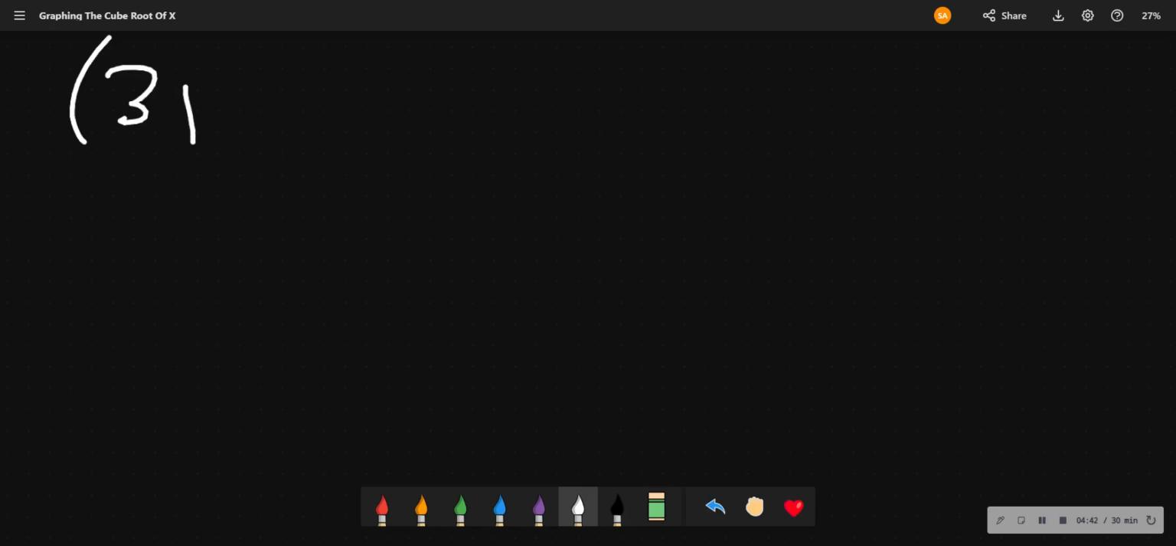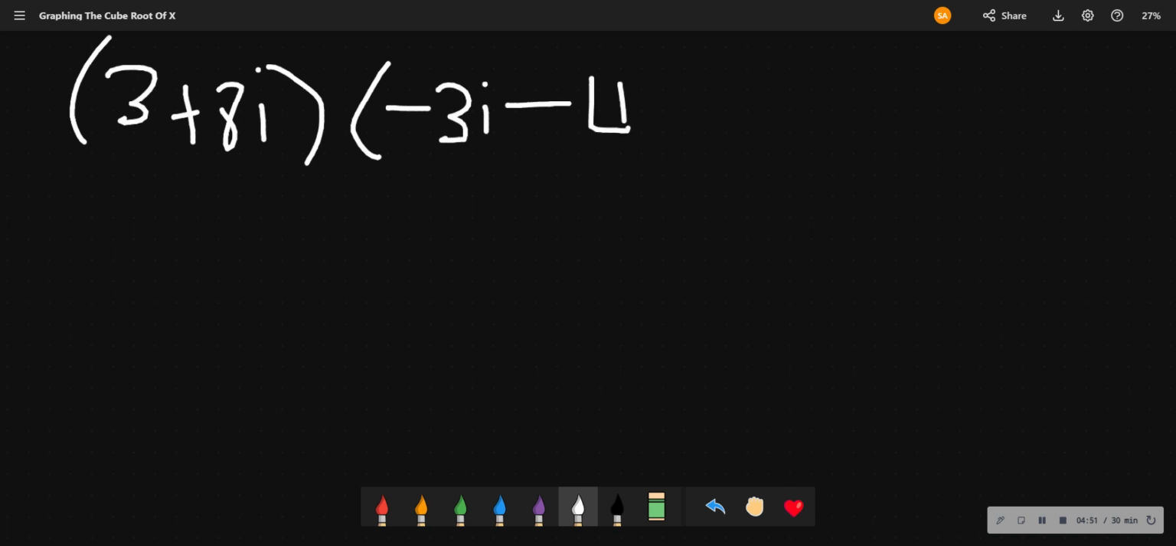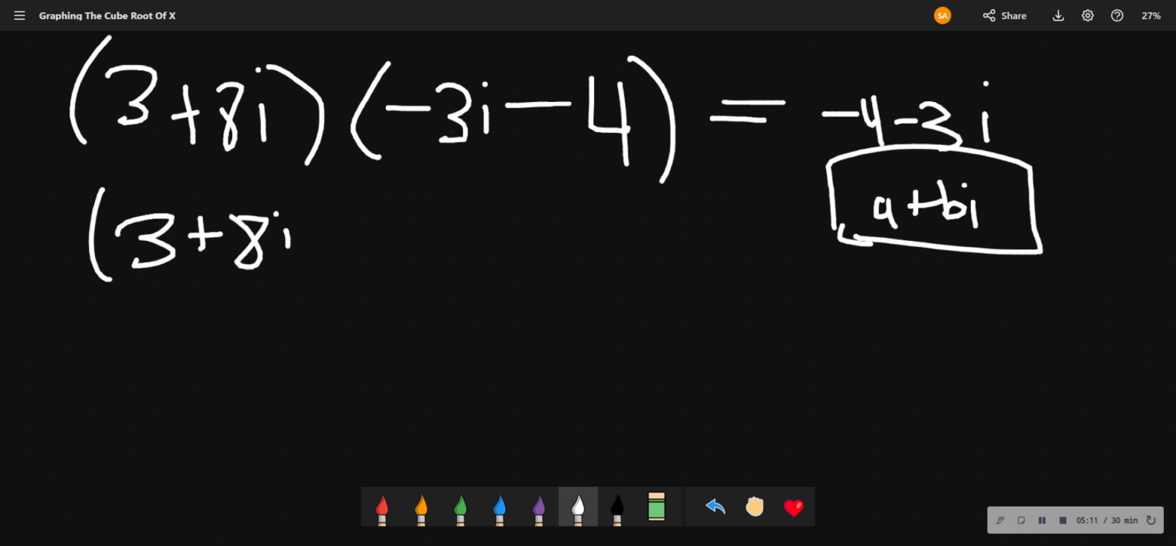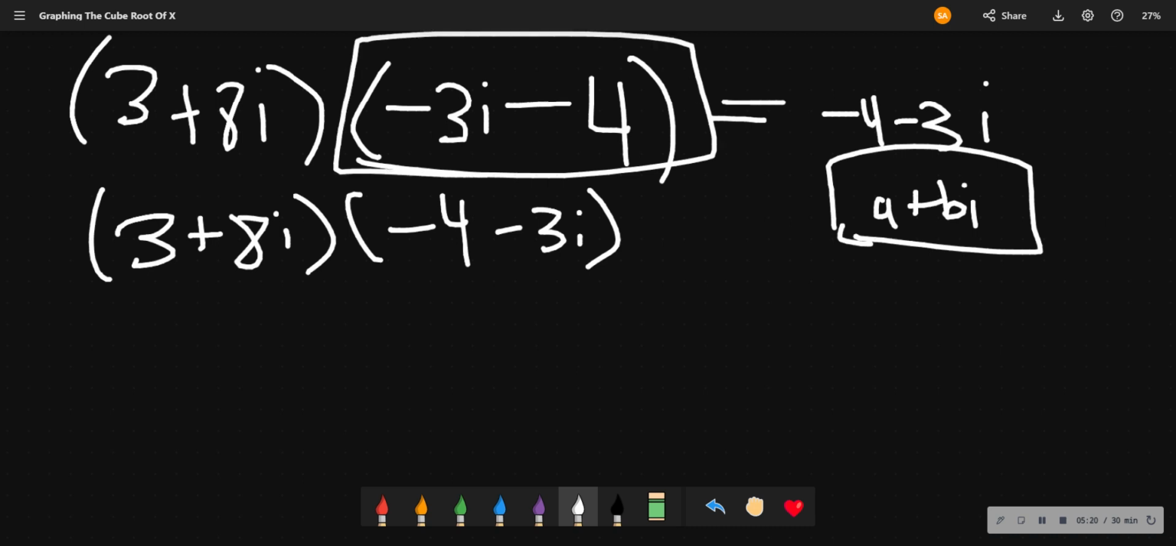Let's do 3 plus 8i times -3i minus 4. And when you're putting -3i minus 4, it would just be -4 minus 3i. The form for this is supposed to be a plus bi. This is the standard form for complex numbers. So it would be 3 plus 8i times negative 4 minus 3i. They will give you this form on any tests or questions that you have. They'll do it in this form.